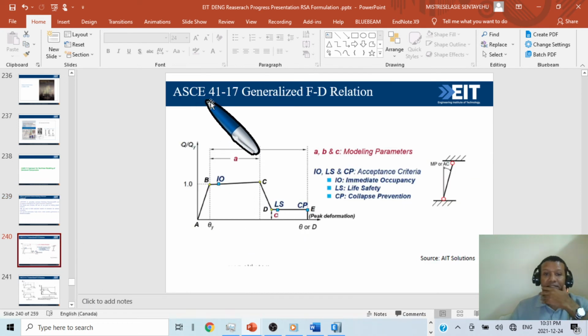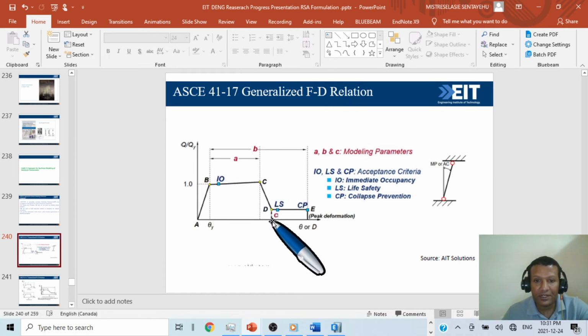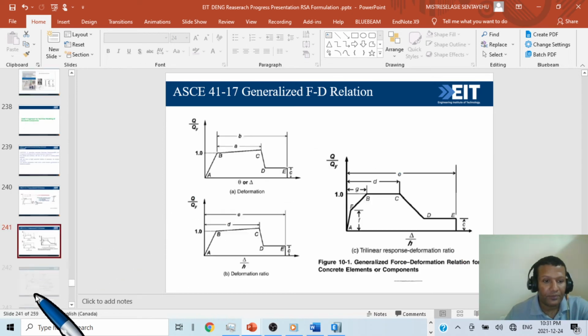So as per ASCE 41-17, the generalized force-deformation relation has points A, B, C, D, E. As you can see, we have A, B, C values. So IO level, LS level, CP level are the acceptance criteria: immediate occupancy, life safety, collapse prevention. This is the source where we find them. This is the material ductility start here. So one means the capacity reached, so Q over QY is equal here, so that's why it's 1.